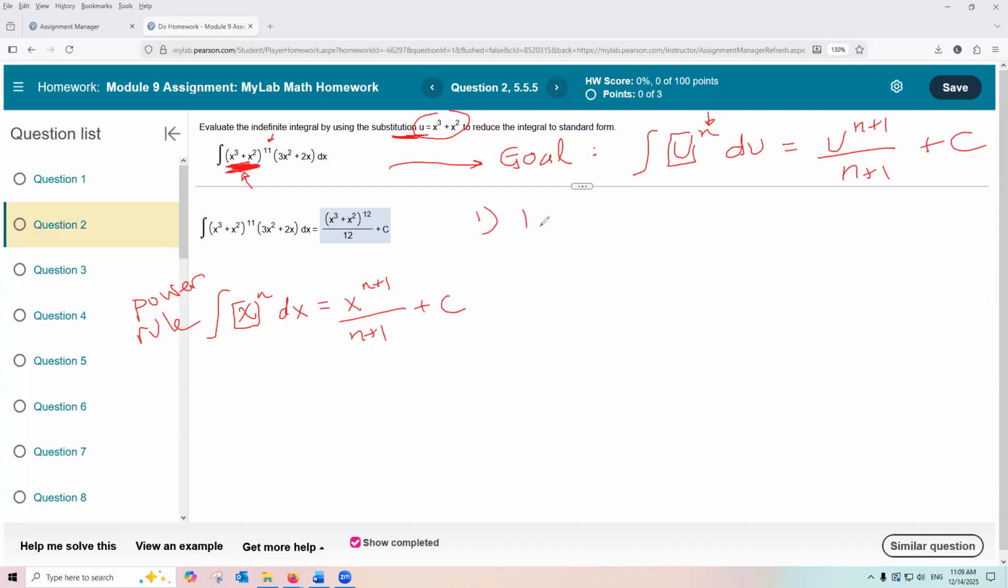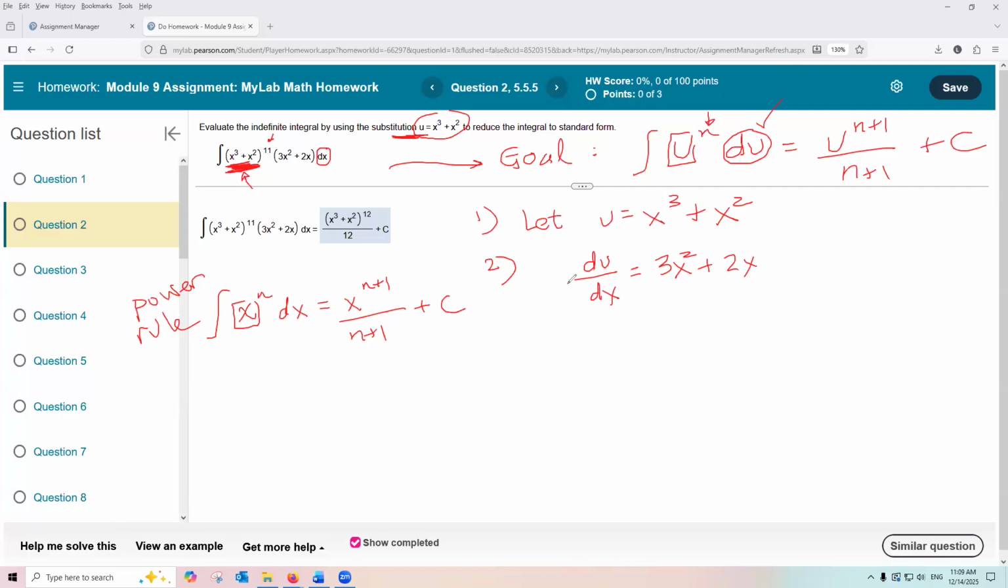So step 1, let U equal x to the third plus x squared. It's the expression in the parentheses. Step 2, now there's a couple of ways to do this. What I like to do is come up with an expression to substitute for this dx here. Because remember, we want to convert that dx into a du expression. Well, one way you could do that is take the derivative of both sides. So I'm going to take du dx, the derivative. So that's 3x squared plus 2x.